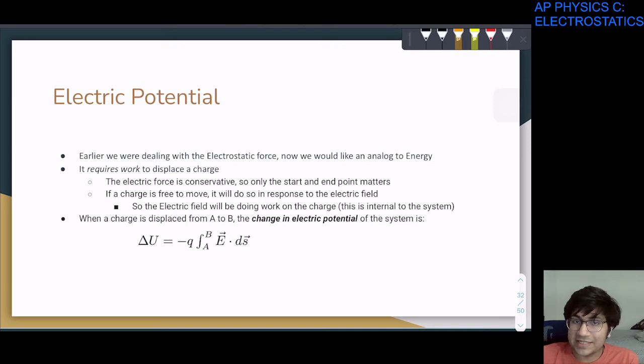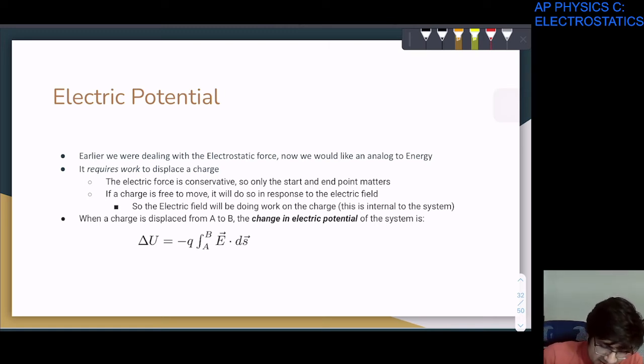Now, the electrostatic force is conservative, so only the start and the end points matter. If a charge is free to move, it will do so in response to the electric field. So if you have a source charge and now you introduce a new charge, well, that new charge is going to experience a force and it's going to move.